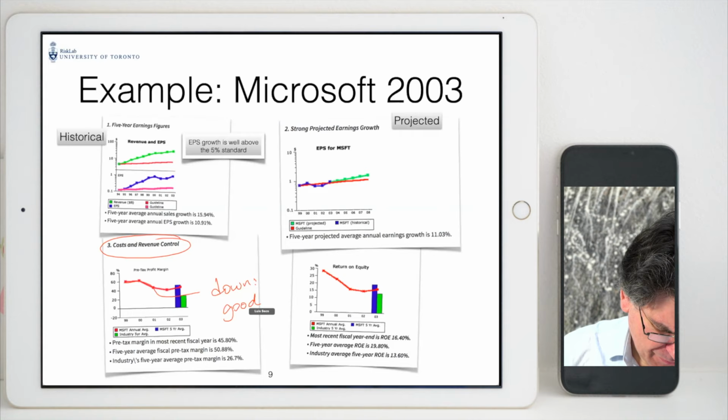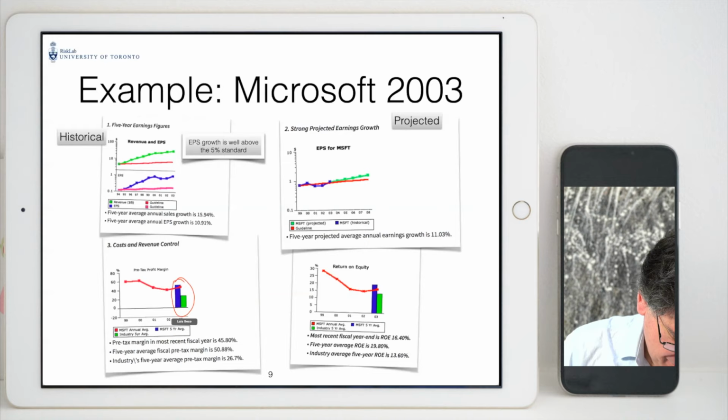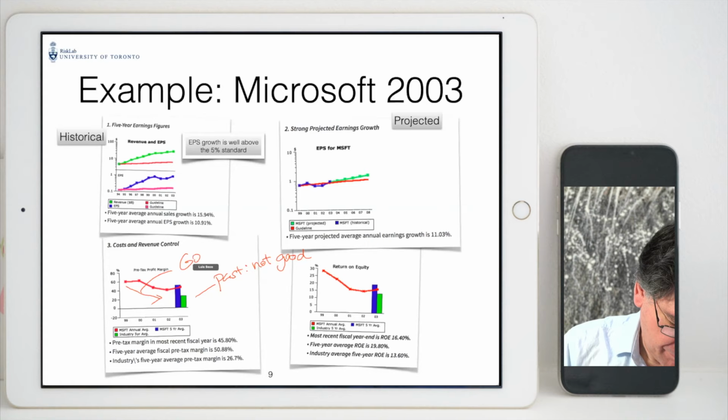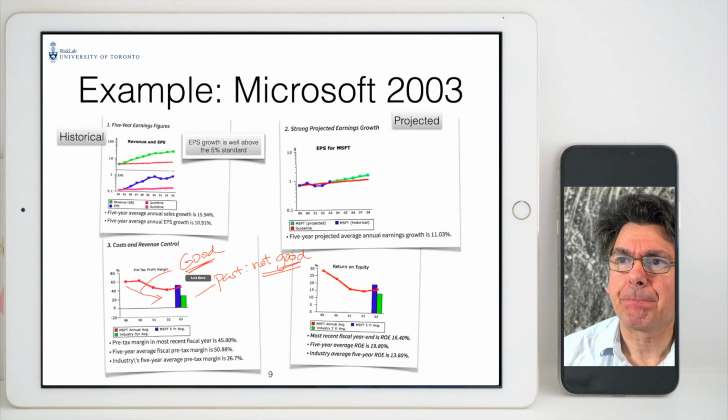You can see here that if you compare the industry with Microsoft, historically, in the past, not good. But the projection is, you see, it's coming down. So this was considered to be good. So the past was not good, the direction is good.